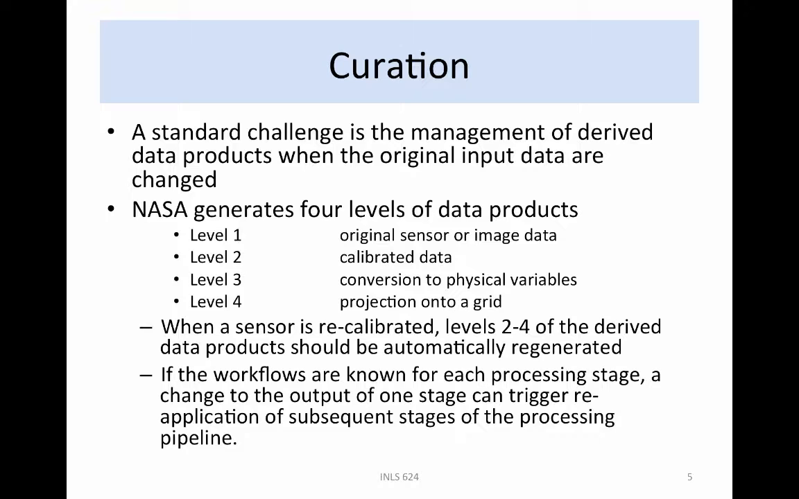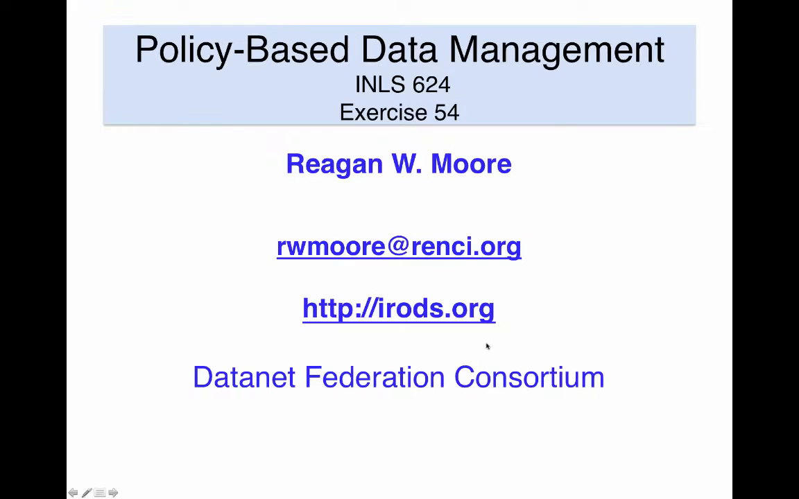When the sensor is recalibrated, levels 2 through 4 of the derived data products should be automatically regenerated. The original derived data products are incorrect and should be replaced. If the workflows track the provenance of each prior processing stage, a change to the output of one stage can trigger reapplication of subsequent stages of the processing pipeline. The data management system can automate curation of a data collection.